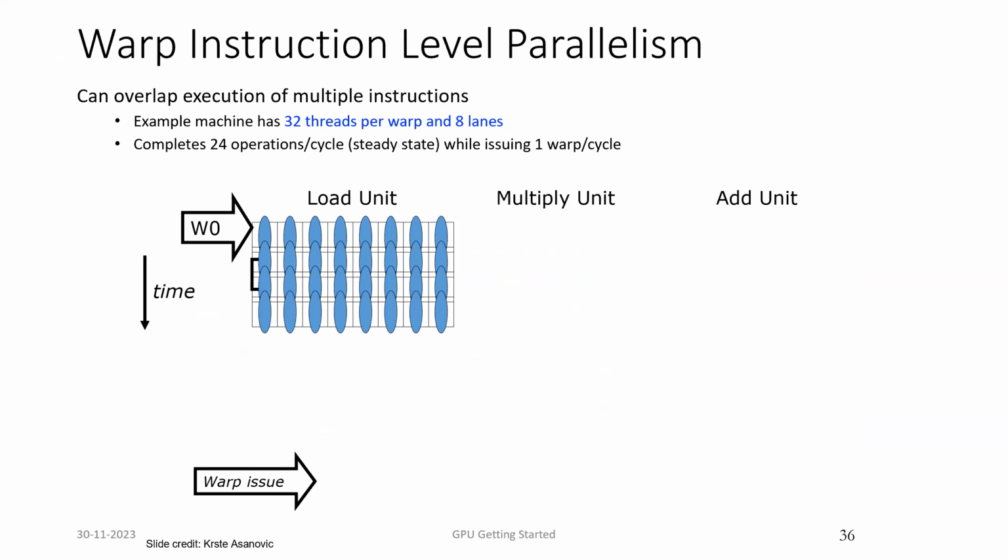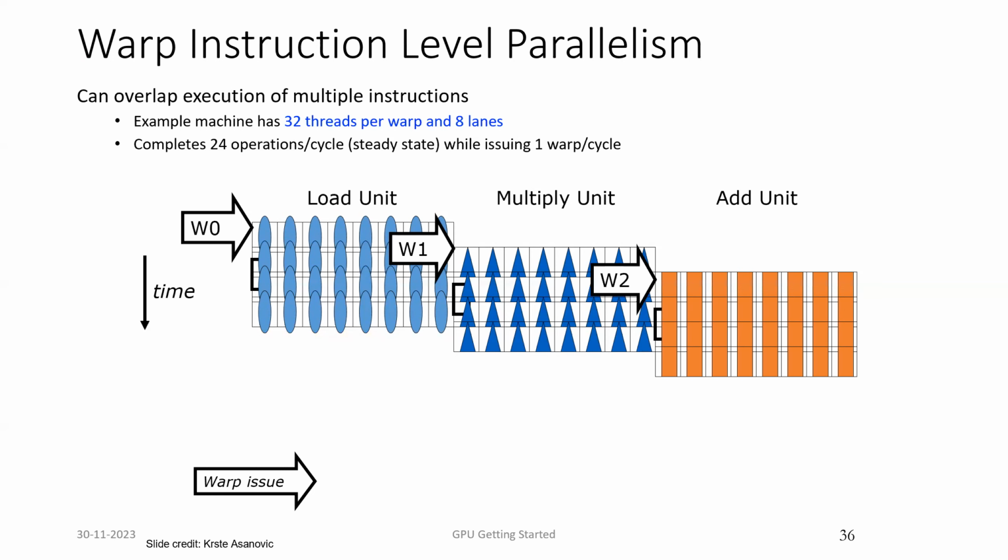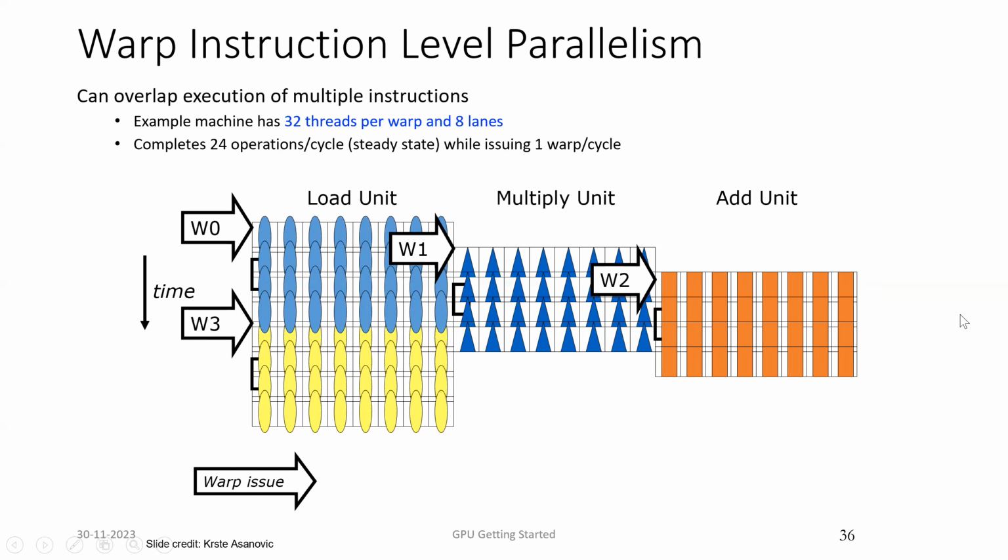Okay, so here this is how it would typically go. At any given moment, maybe warp 0 is in the load unit, warp 1 can be in the multiply unit, warp 2 can be in the adder unit, right?